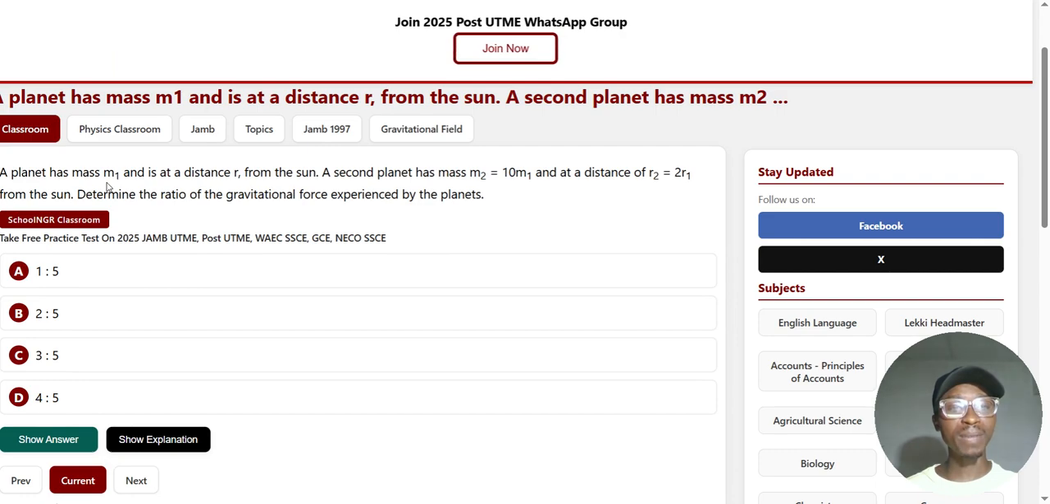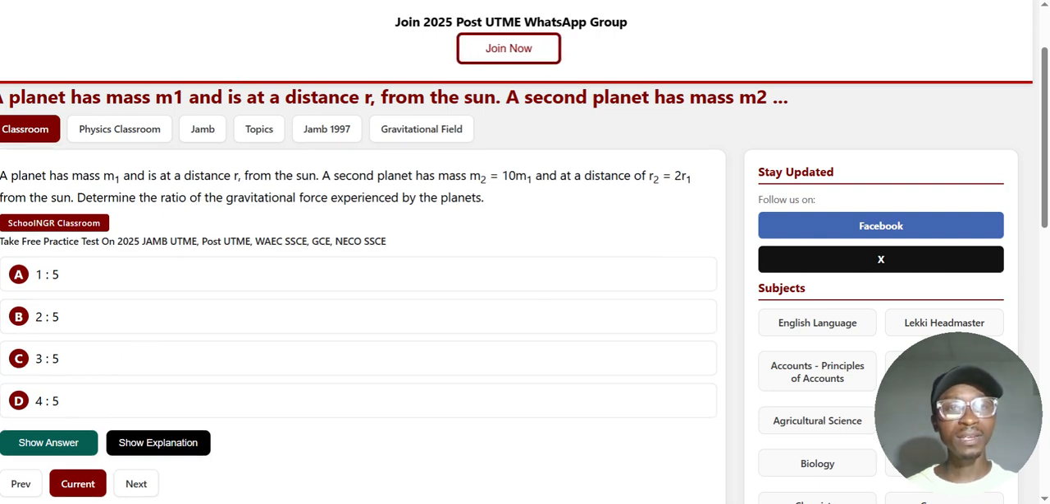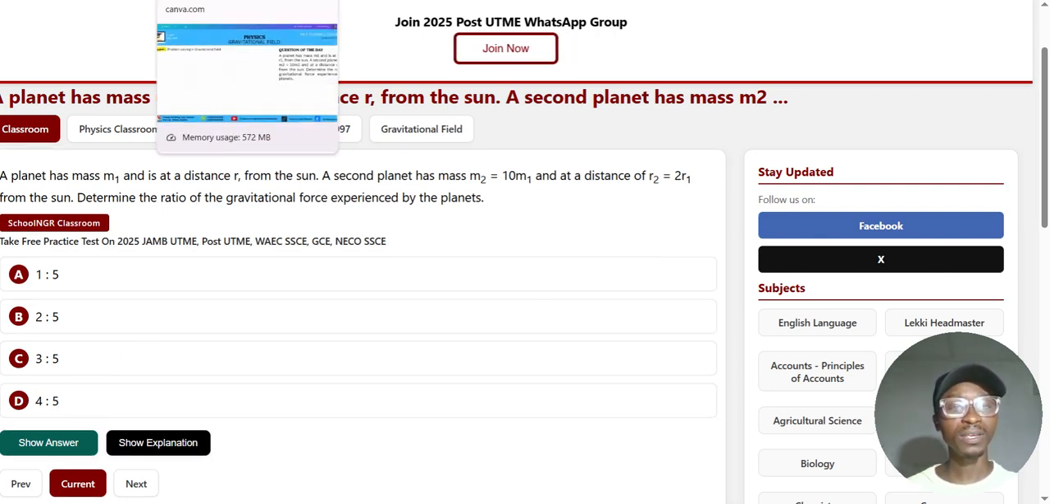A planet has a mass m1 and is at a distance r1 from the Sun. A second planet has a mass m2 equal to 10 m1 and at a distance of r2 equal to r1 from the Sun. Determine the ratio of the gravitational force experienced by the planets. Options: A, 1:5, B, 2:5, C, 3:5, and D, 4:5. All right, let's find out which of the options is correct.